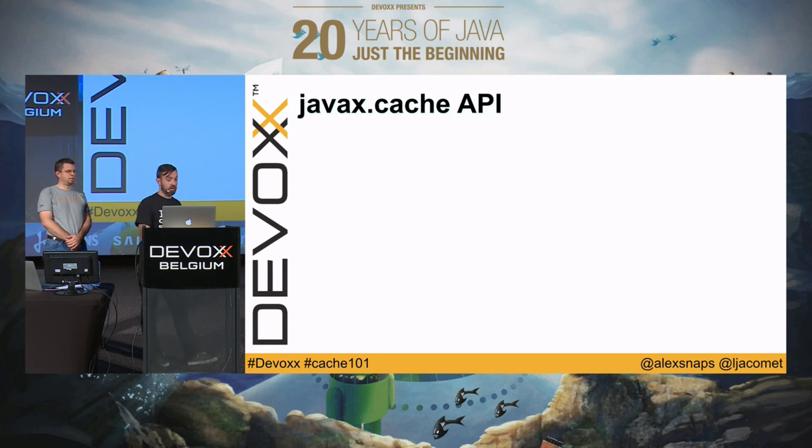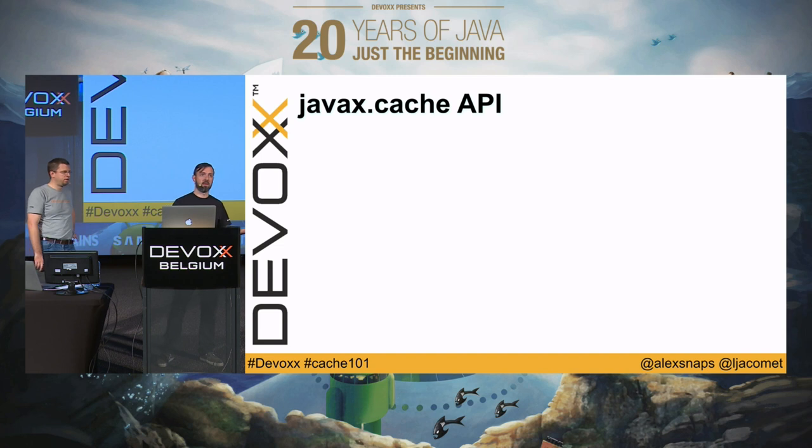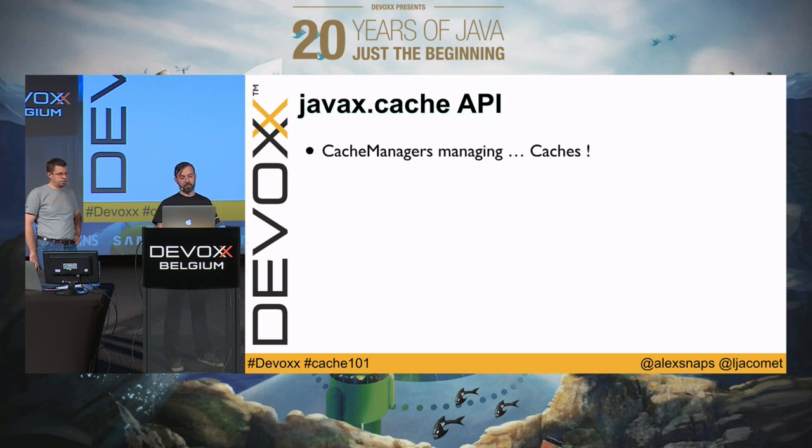So the javax.cache API targets Java SE, so it means it's not part of EE as of now, but it certainly can be used in Java SE. It's not bundled with the JDK. You have to download the API separately. But it's to be used in any Java environment.